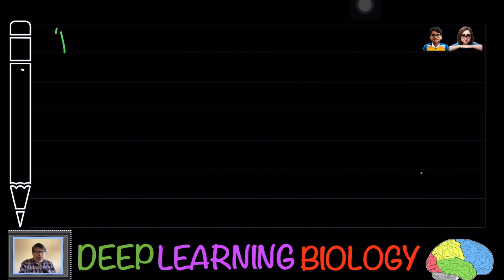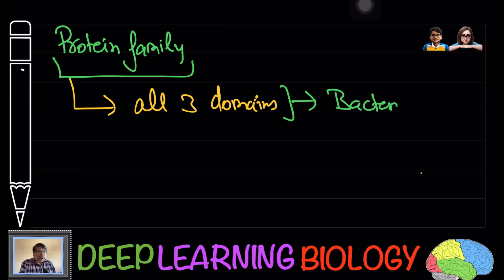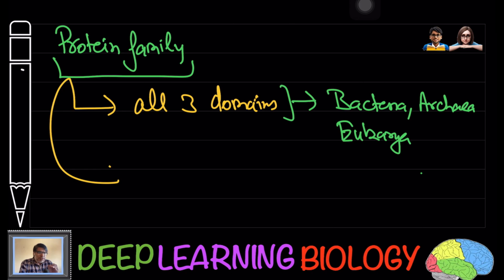Now let us see one example. Let us suppose you have a protein family, and let's suppose that protein family is present in all three domains of life. It is present in bacteria, it is present in archaea, it is present in eukarya. Then you can say that this protein family is well conserved.